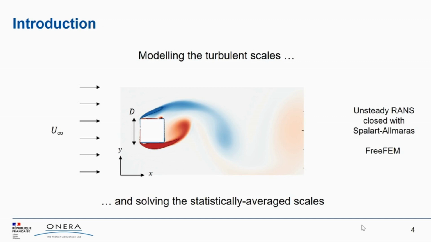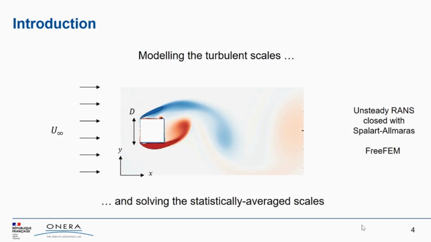This is the basic principle of the Reynolds-averaged Navier-Stokes equations, or here in this case, the unsteady Reynolds-averaged Navier-Stokes equations, URANS. To model the effect of the turbulent scales on the statistically averaged scales, you need to introduce a turbulence model. In our case, this will be the Spalart-Allmaras model. So we have solved these URANS equations with the Spalart-Allmaras model using the FreeFEM software.